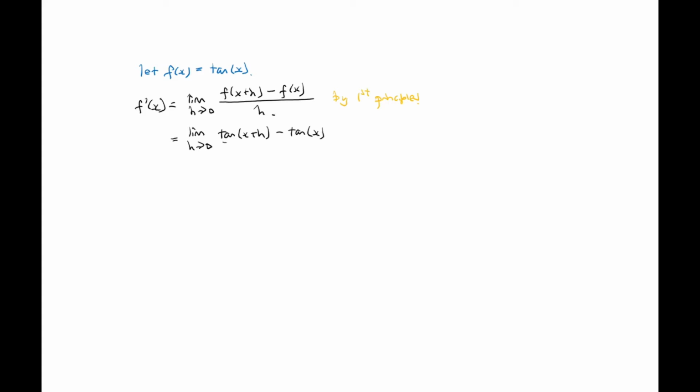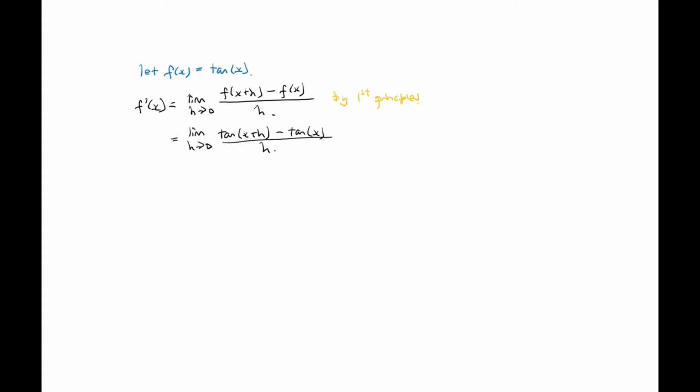In this video, we'll be proving that the derivative of tan x equals sec squared x. So let's use first principles: the limit as h approaches 0 of f of x plus h minus f of x, divided by h. And that's by first principles. This is equal to the limit as h approaches 0. If I sub in tan, I get tan of x plus h minus tan x, divided by h.